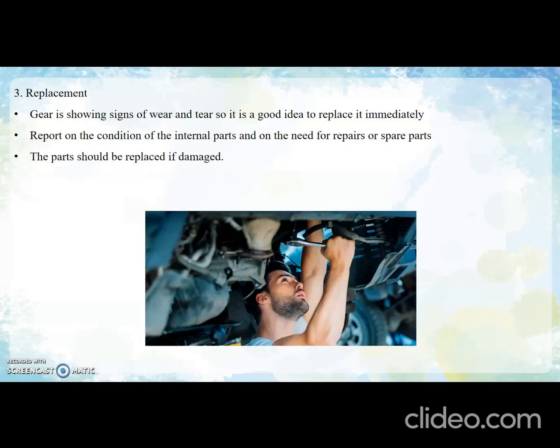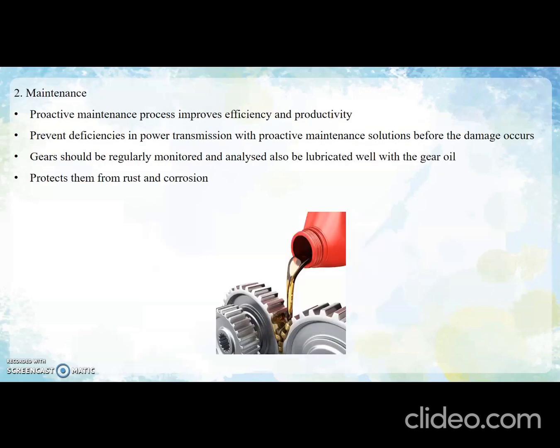Next, gears should be regularly monitored and analyzed, and also lubricated well with gear oil, because when we maintain the gear by using gear oil or grease, it will protect it from rust and corrosion, because something has a lifetime cycle. So when we use gear oil, it will improve the efficiency of the gear and the transmission to work properly, so that the gear is less likely to be damaged.